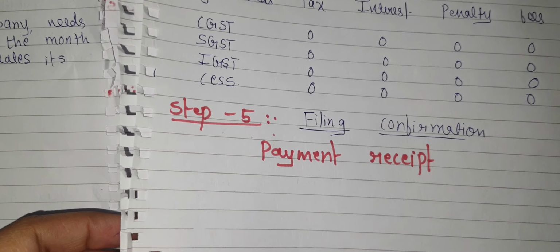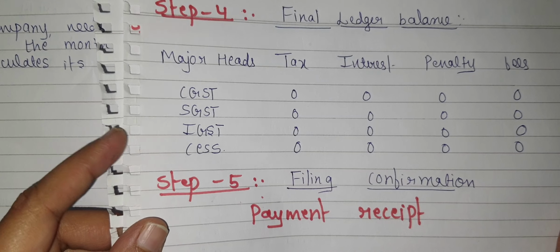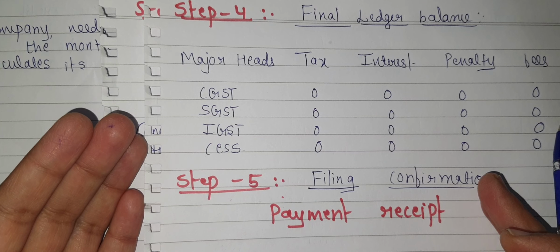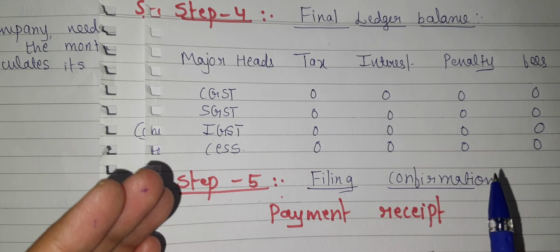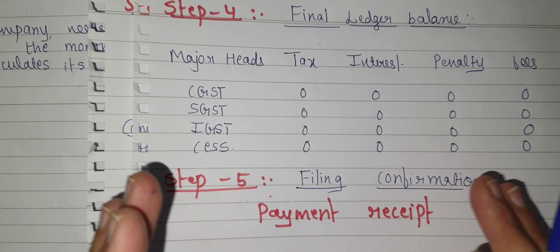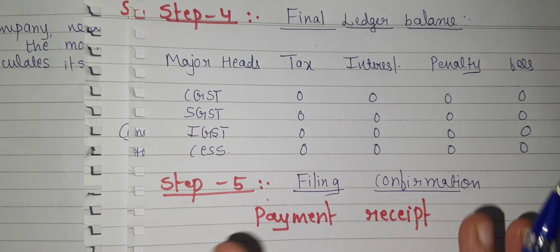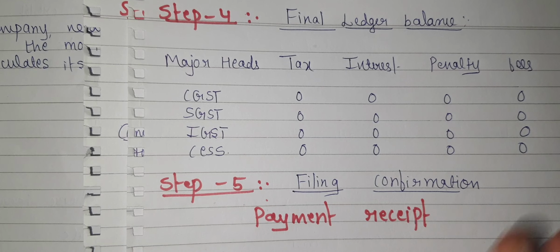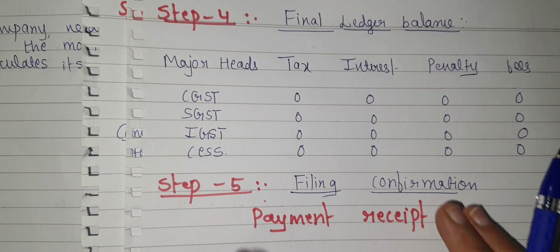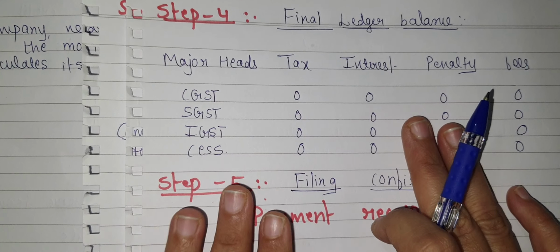Okay, in this way we have to solve the electronic cash ledger problems. Here in this problem we have deposited rupees 1,30,500 and we have to pay the tax liabilities and late fees, a total of rupees 1,30,500, so there is no remaining balance. We have fully utilized rupees 1,30,500 for the payment of tax liabilities. Okay, I hope this concept is clear to you all.